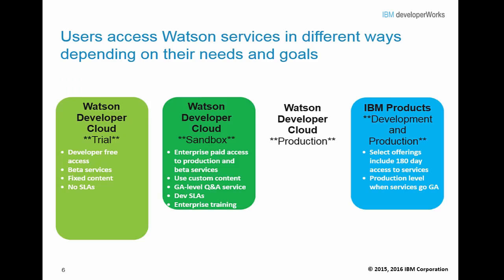You can choose the type of Watson Developer Cloud to use based on the content you want to use, how you want to train Watson, and the SLAs you need. The trial version of Watson Developer Cloud is available in IBM Bluemix. You can easily transition to the sandbox and production level of Watson Developer Cloud, as well as move to the products offered for development and production to be able to take advantage of Watson Cognitive Services.